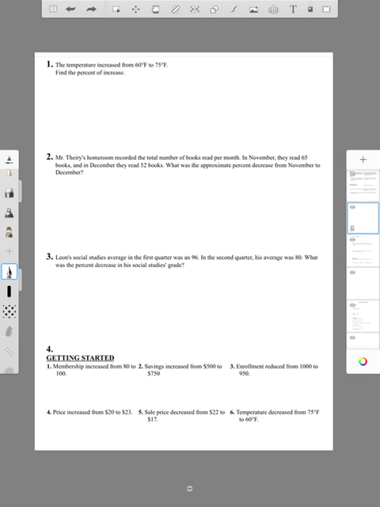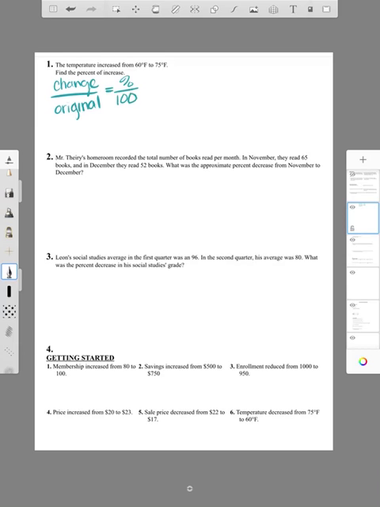So number 1, it says the temperature increased from 60 degrees to 75 degrees. Find the percent of increase. All right, so step 1 said that we're going to find the change. But before all that, I like to write down my formula. So I'm going to write down change over original is equal to percent over 100.